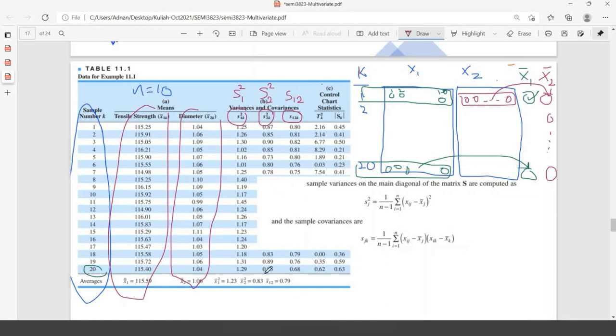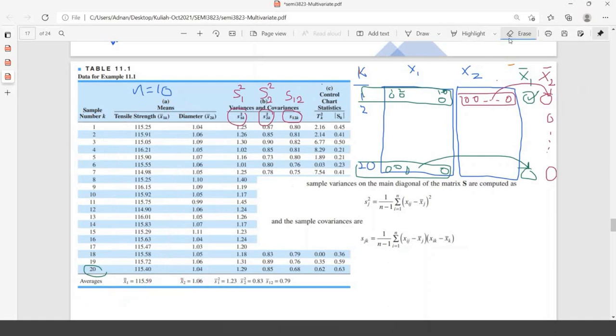So finally in this table we can get the grand average. The grand average is given here by summing up all these values. You get the grand average for tensile, the grand average for diameter, and also we can get the average for variance of tensile, average for variance for diameter, and also average for covariance. Coming from here, I put here the formula to get the variance.